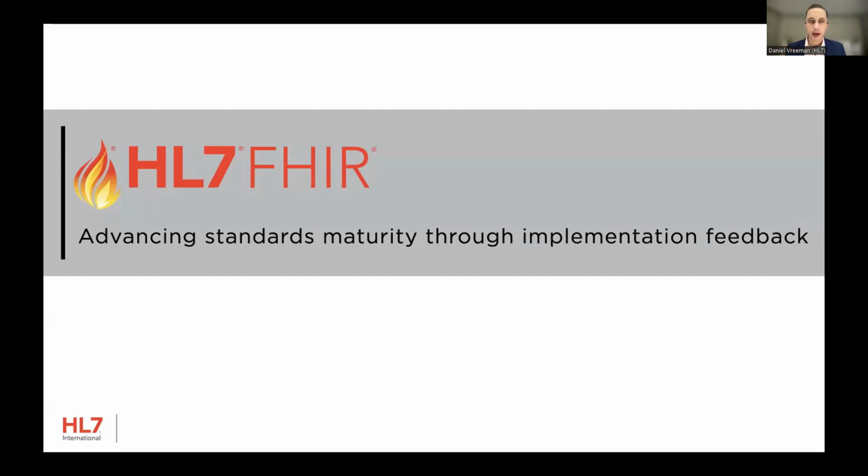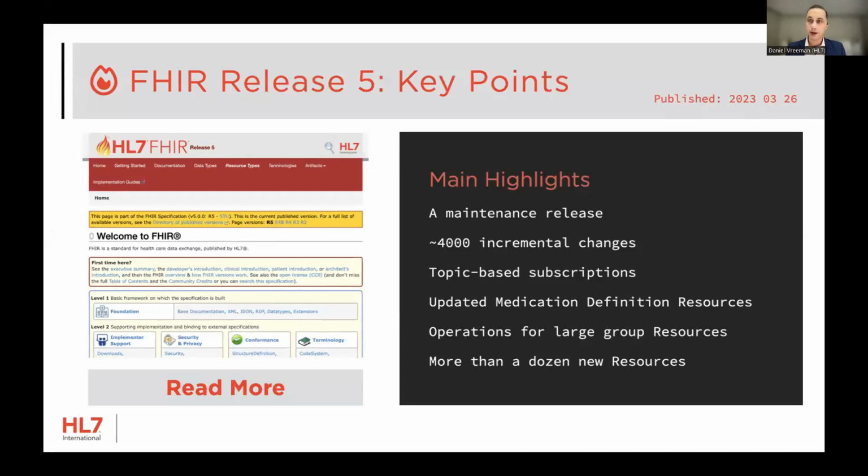So that gives you some sense of who is working on FHIR and what these projects are doing, just a small sample. I want to spend some time now talking about how the standard itself is maturing based on that implementation feedback. So I mentioned in the timeline of FHIR releases that FHIR Release 5 is our latest release. It was published in March of 2023, and it contains about 4,000 incremental changes, the majority of which came from implementers who are using FHIR making feature requests.